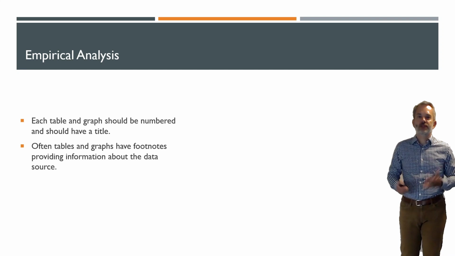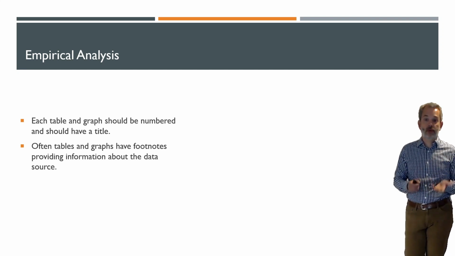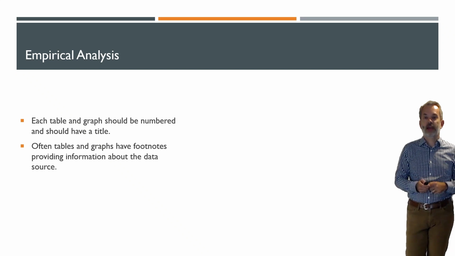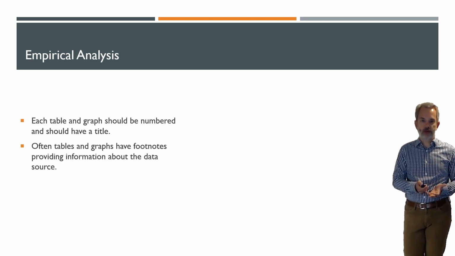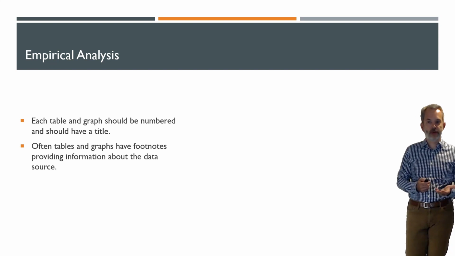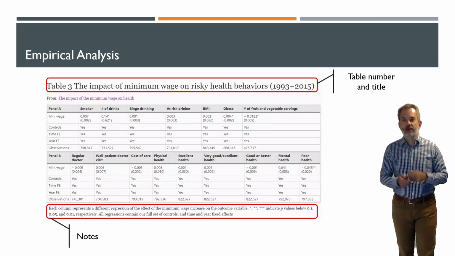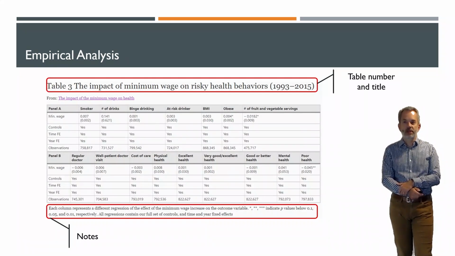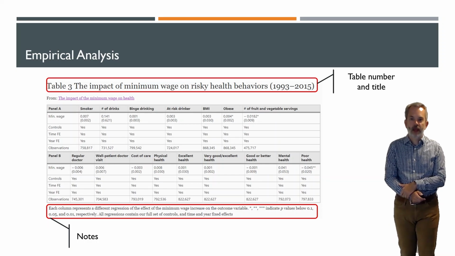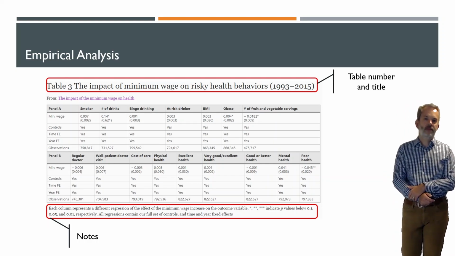Your empirical analysis is also going to result in producing some tables and graphs. Now each table and graph should be numbered and titled, and in many cases you will also need to include footnotes to provide contextual or other information. In this example, you see a table number and title at the top of the page, and then notes at the bottom. And that's very typical for an empirical analysis table.